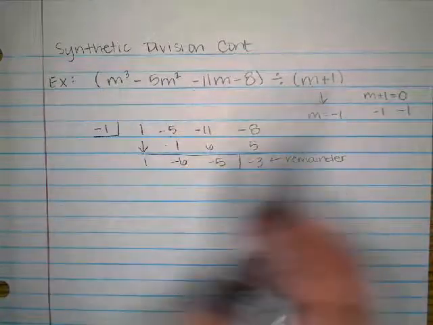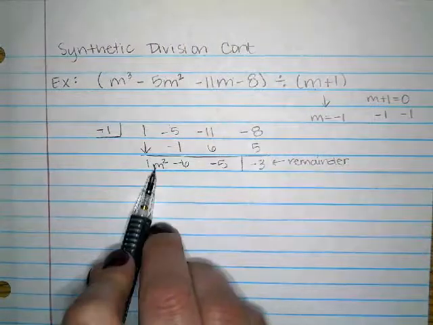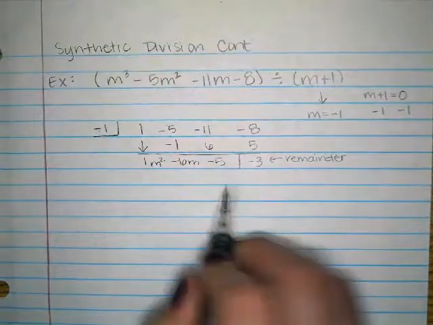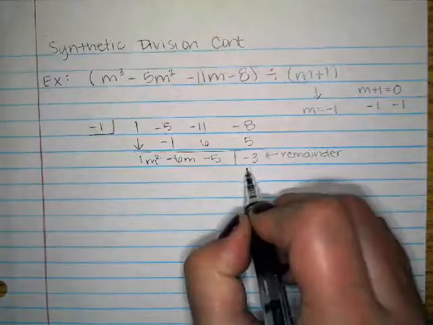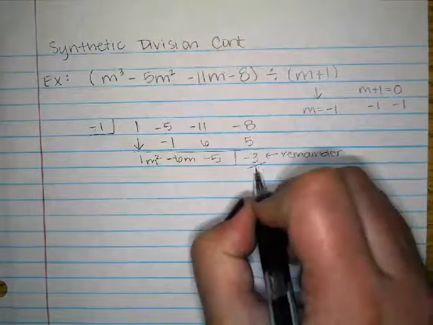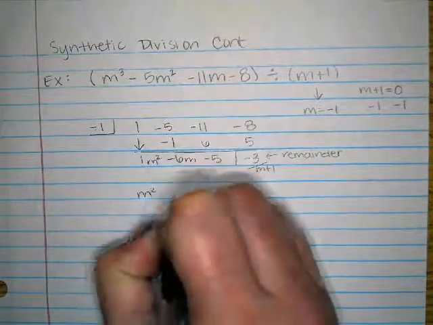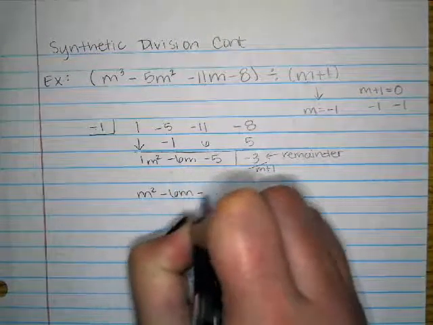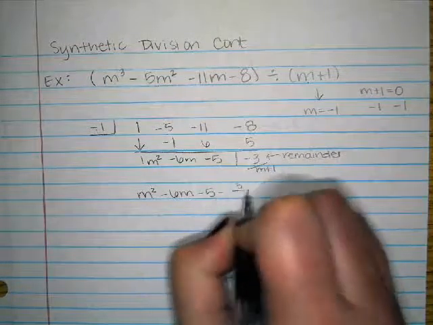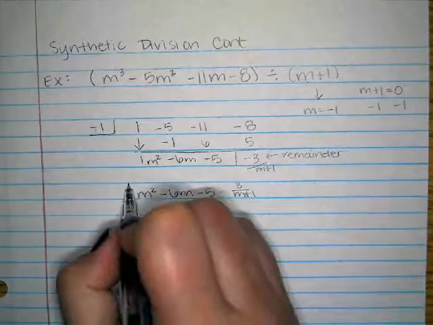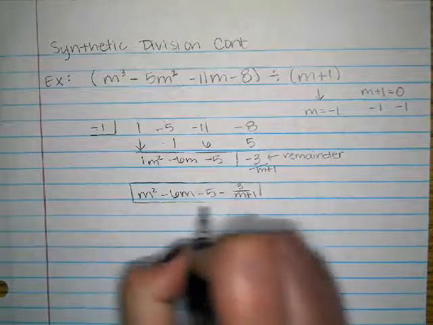M to the third divided by m is m to the second. And then I just drop by 1. M to the second, m to the first, no m. And then this is the remainder. And so the remainder is still going to be divided by m plus 1. And so the answer here is m squared minus 6m minus 5. And then the remainder was negative. So I've got minus 3 over m plus 1. So it's a shortcut, but it's a shortcut that only works sometimes, not always.